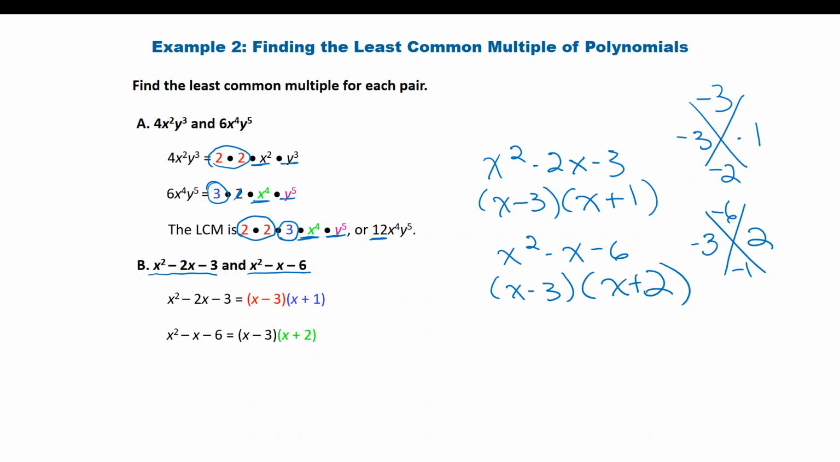Now, notice that I have an x minus 3 and an x minus 3. So when I'm looking for my least common multiple, I just have to list that one time. I have an x plus 1 here, but I don't have one down here, so I'm going to have that in, and then I'm going to have this last piece, x plus 2. So my least common multiple is going to have one of each.